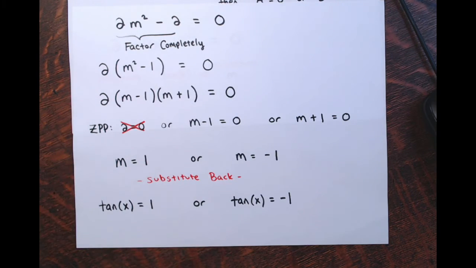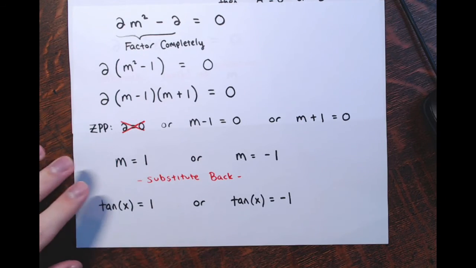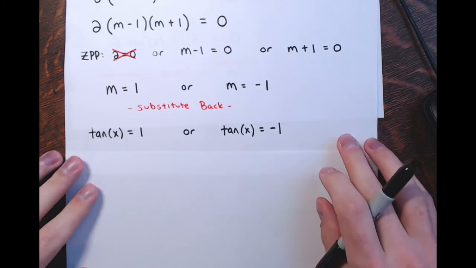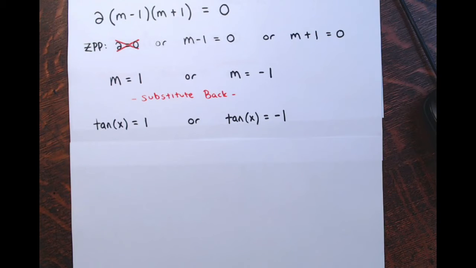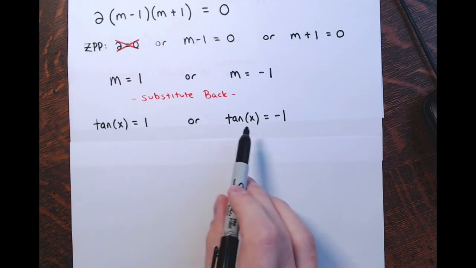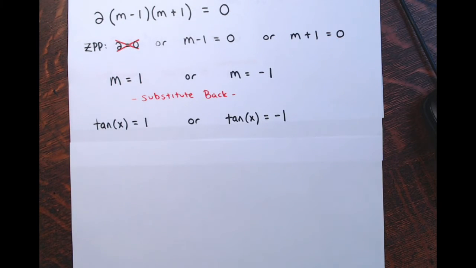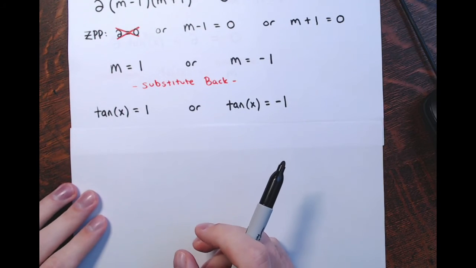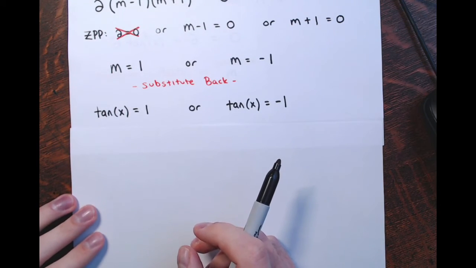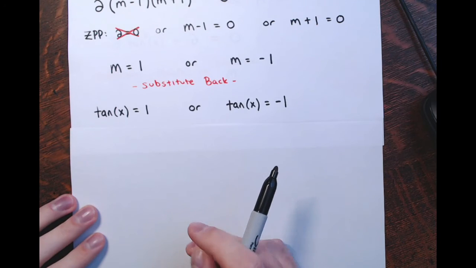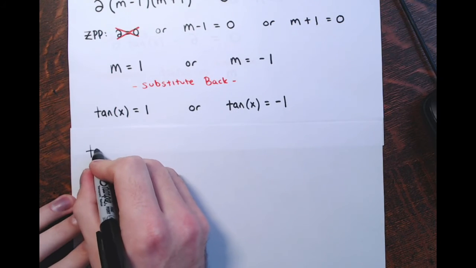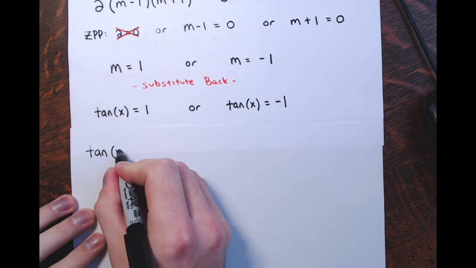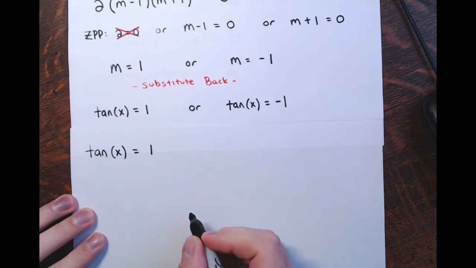So I'll start with the tangent of x equals 1. Now we're down to, instead of a quadratic equation, looking at 2 linear equations. You saw how to solve linear equations in a previous assignment. So the tangent of x equals 1.